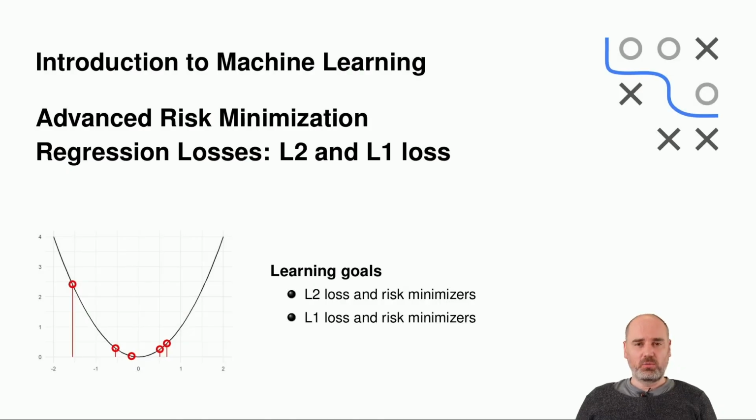Hi, and welcome to our new session here in our chapter on risk minimization. So this is on regression losses, so on the well-known L2 and L1 loss. I will define these two loss functions, and then we'll talk about or derive their risk minimizers, optimal predictions in an unconditional and a conditional sense.